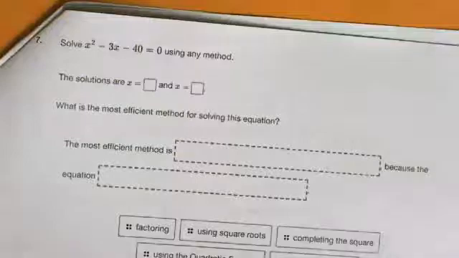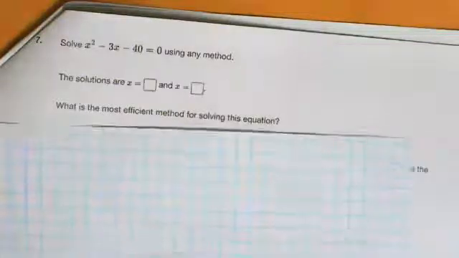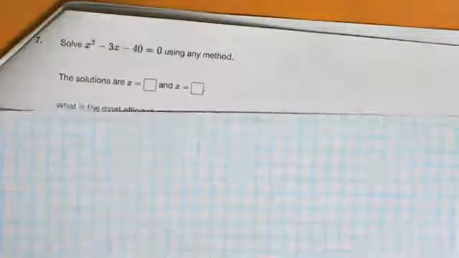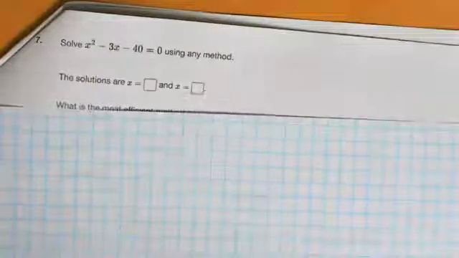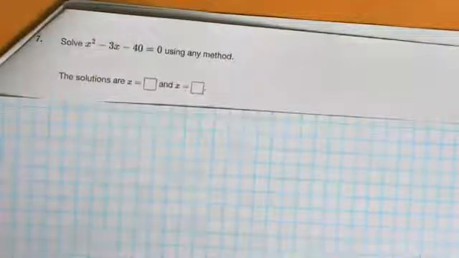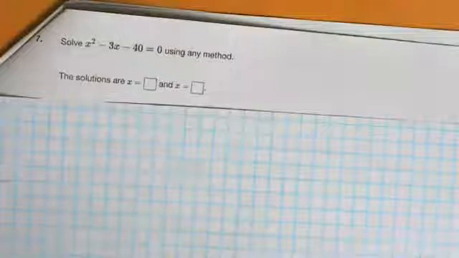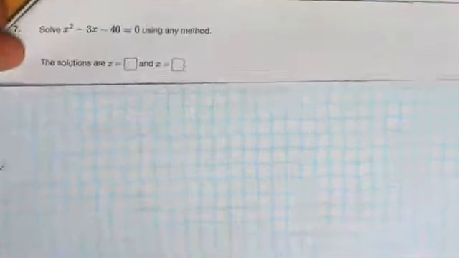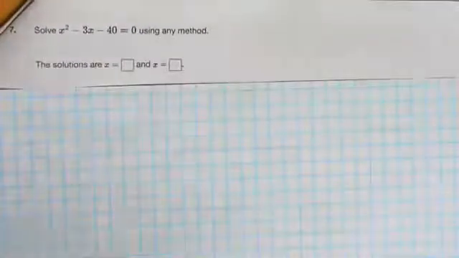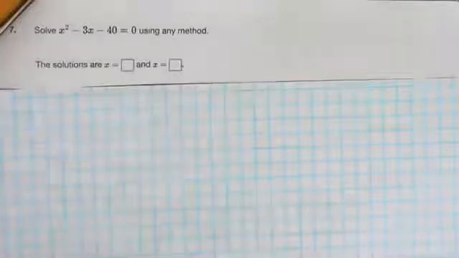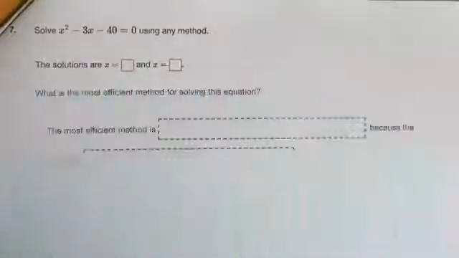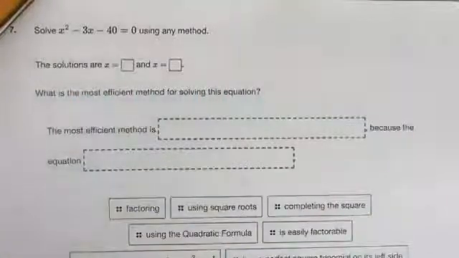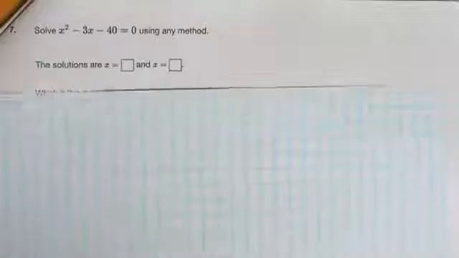I do not recommend that you use completing the square. The two methods that I would recommend using are the factoring method and the quadratic formula. Although the quadratic formula will definitely work, I wouldn't characterize it as being the best method. Factoring is the best method on this problem. When you get to the actual test, you won't be asked to justify what the best method is. You'll just be told, just solve.